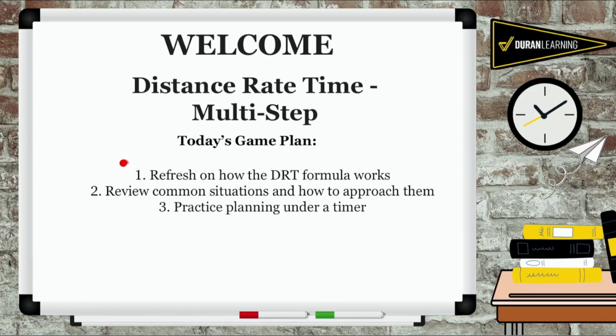Number one, the first thing we're really going to get into is refreshing on the formula. I think we all know that there's a formula to distance, rate, time, and it's going to serve us very well to just take a moment, understand that formula and how it works, and then we'll move right forward to reviewing common situations and how to approach them. Like, hey, if we have two cars that are driving separately, how long does it take for them to get 150 miles apart? Or if we have two trains headed towards each other, how long does it take for them to collide? So those are the types of questions that we'll be looking at today.